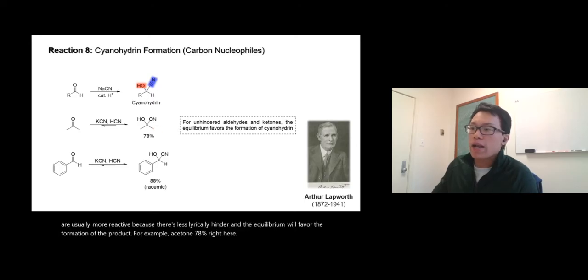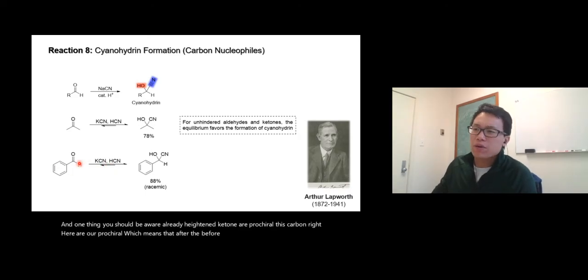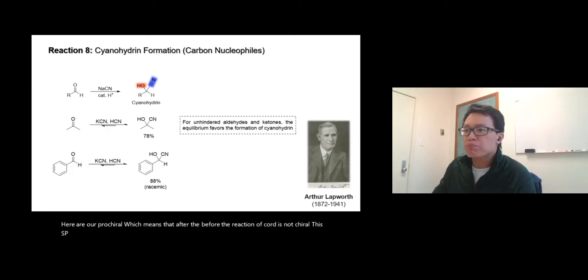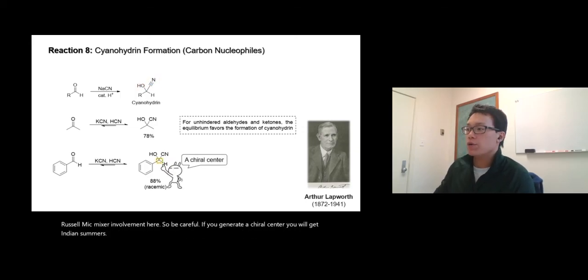Okay. And one thing you should be aware of, aldehydes and ketones are prochiral. This carbon right here is prochiral, which means that before the reaction, of course, it's not chiral. This sp2 carbon. See that? But after the reaction, cyanide attack, you get a chiral center. Okay, so a racemic mixture is involved in here. So be careful. If you generate a chiral center, you will get enantiomers. Okay, and that's a chiral center.